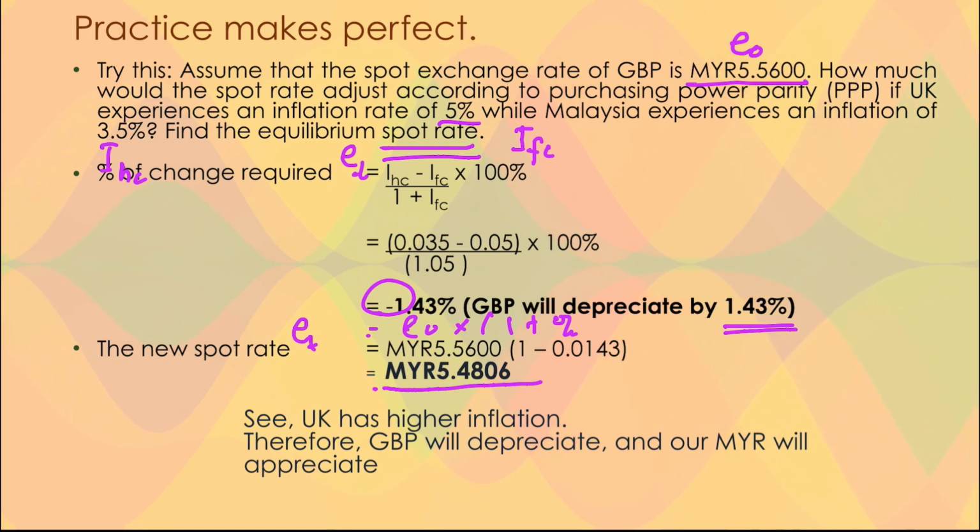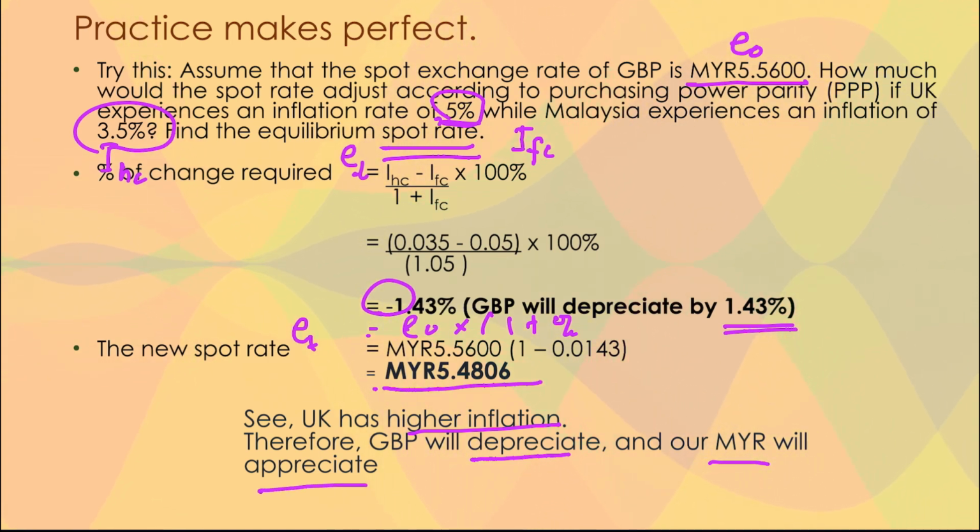Okay, so here you see the inflation rate of the foreign currency is 5%, and in Malaysia it is lower, meaning that the Malaysia ringgit will appreciate. See, the UK has higher inflation, therefore GBP will depreciate and the Malaysia ringgit will appreciate. Okay, that is the relationship between inflation and the currency. Whether a currency will appreciate or depreciate depends on the inflation rate.